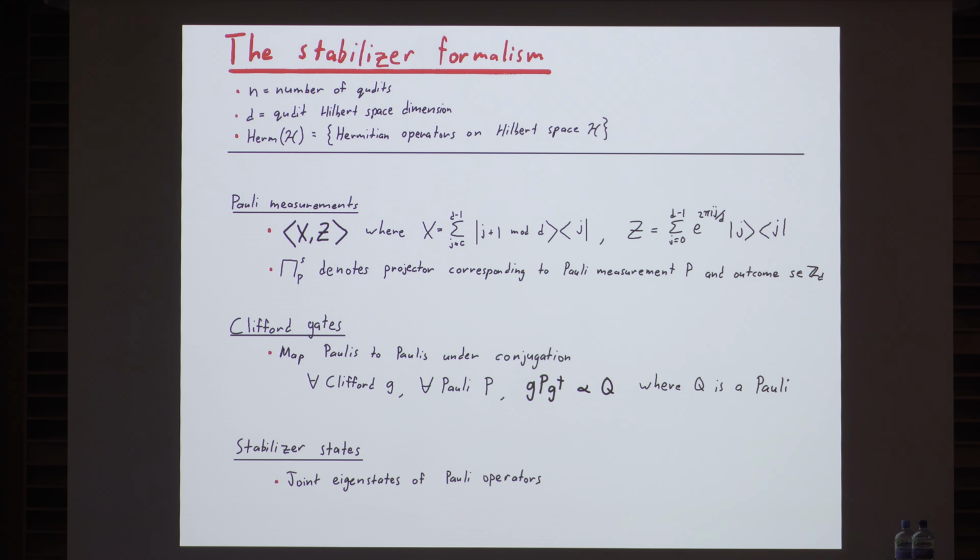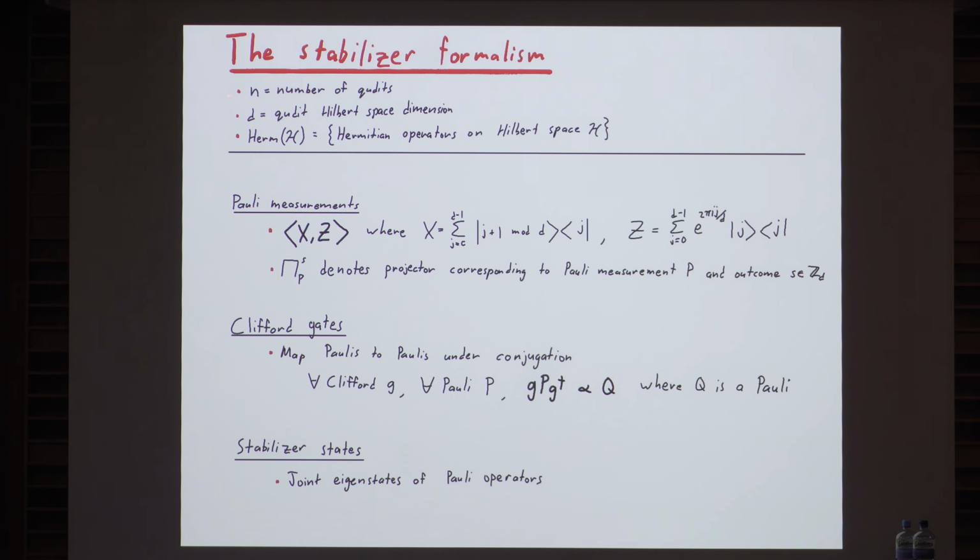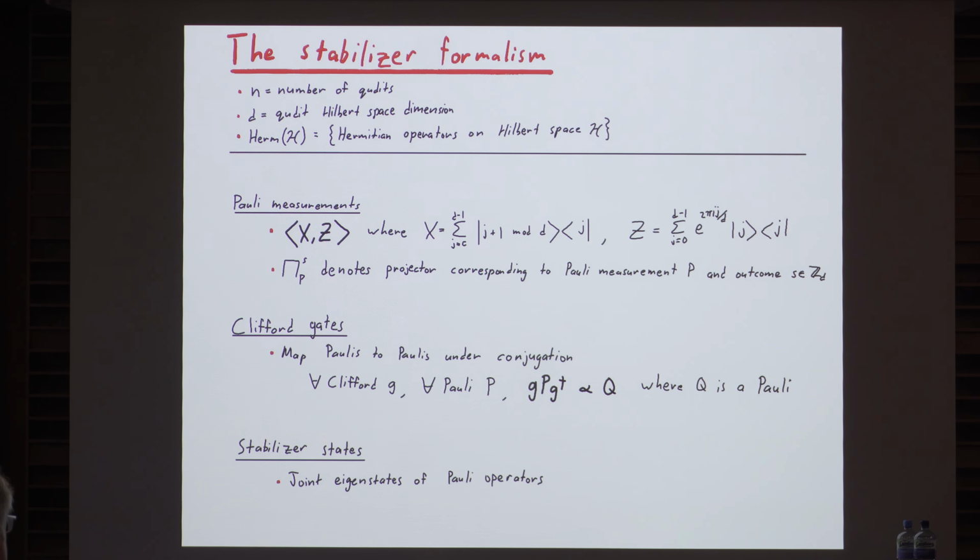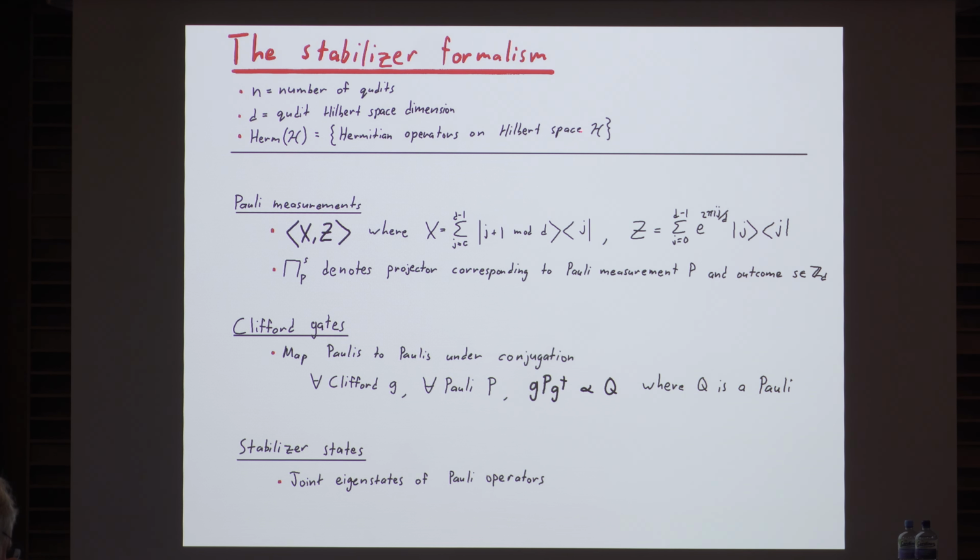So we're doing quantum computation on qubits, not just qubits. So whenever you see n, that is the number of qubits, and then d is going to be the qubit Hilbert space dimension. And then most of what we do is geometry in this space, Herm of H. Herm of H is this real vector space of Hermitian operators on the Hilbert space H. And H is going to be usually just the n qubit Hilbert space.